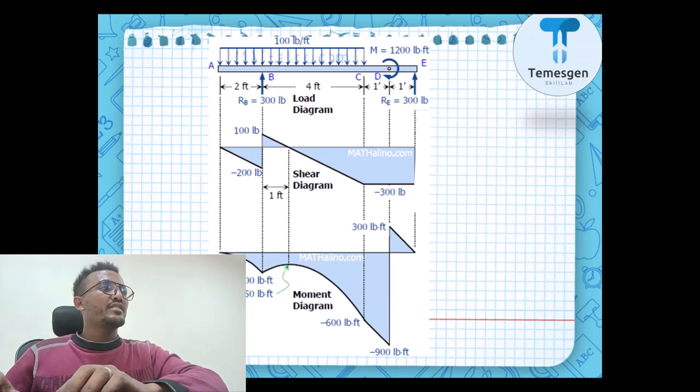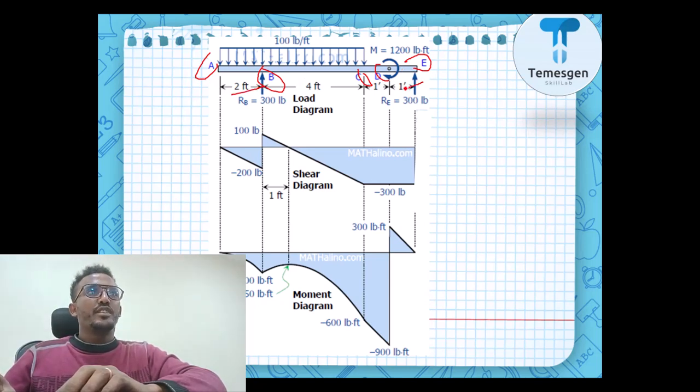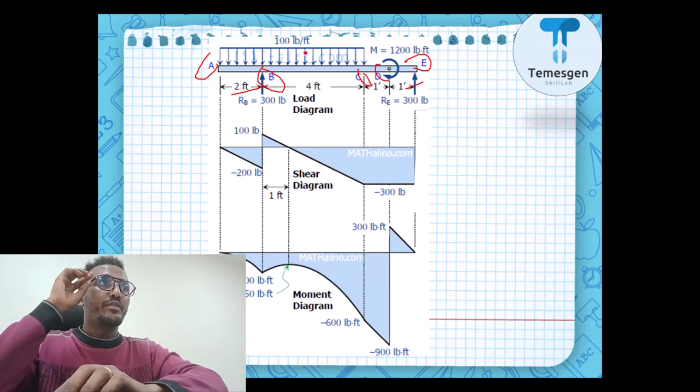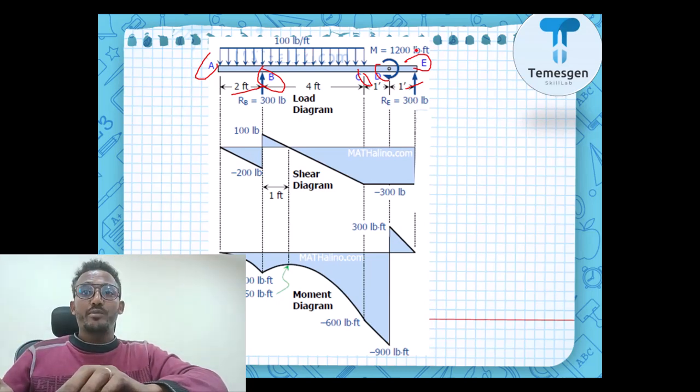So our today's beam looks like this. Here we have point A, and we have point B, point C, point D, and point E. So the beam is supported at point B and at point E. As you can see, we have a uniform distributed load from point A up to C, which is 100 pound per feet, and also we have a moment here, 1,200 pound times feet.